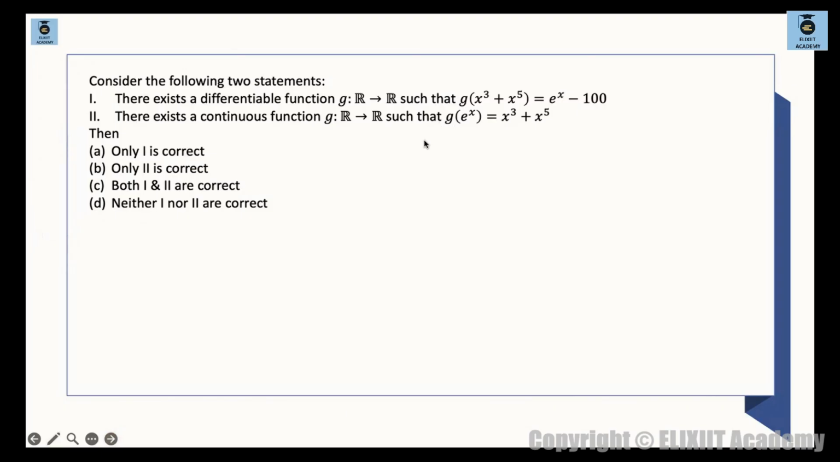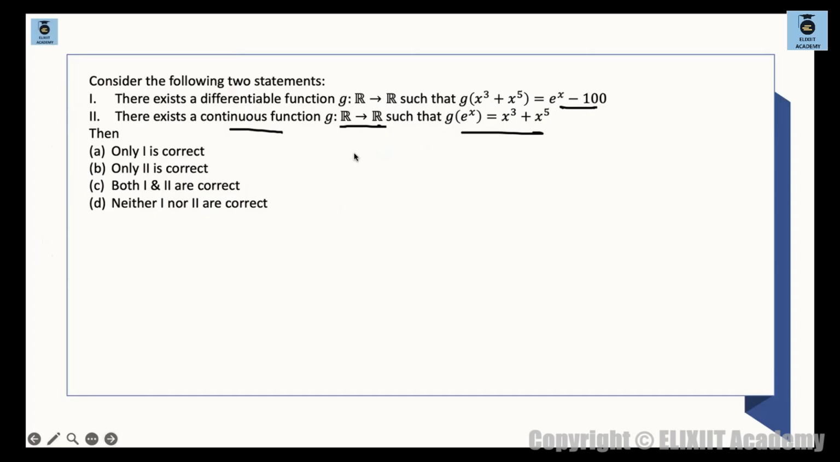Okay, so here we have the first question, which says consider the following two statements. The first statement says there exists a differentiable function g from R to R such that g(x^3 + x^5) is e^x - 100. And the second statement says there exists a continuous function g from R to R such that g(e^x) is x^3 + x^5. So we need to identify which one is correct.